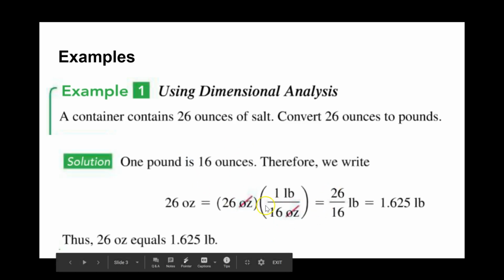So here is where the ounces cross out. We're left with pounds, which is what we're going to. So we're going to do 26 divided by 16 because the 16 is on the bottom. And remember, ignore the 1. Divide the 2, and this is our answer that we get here.